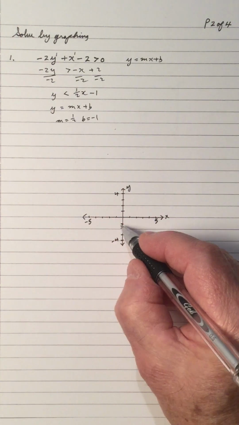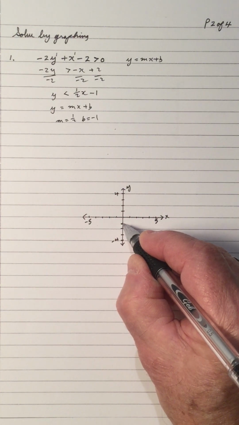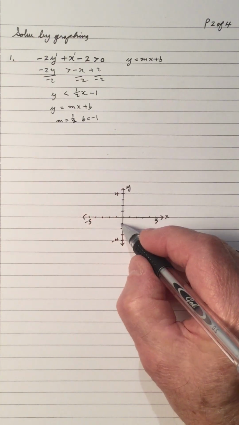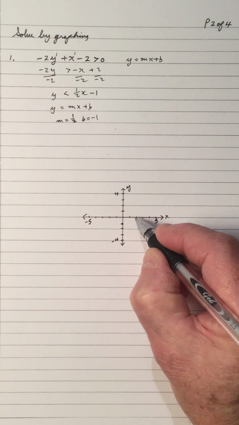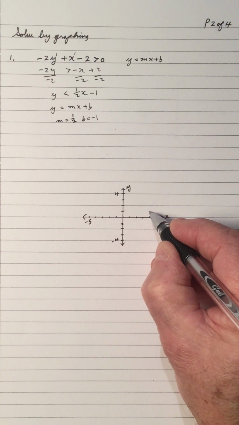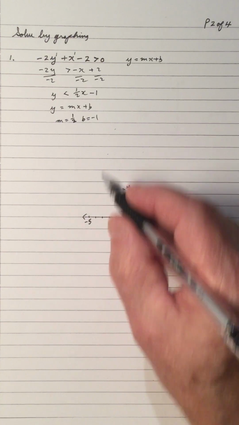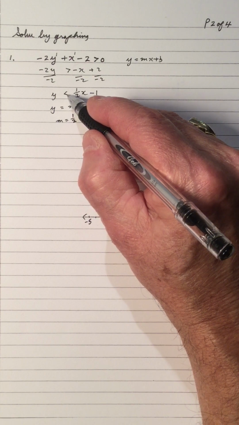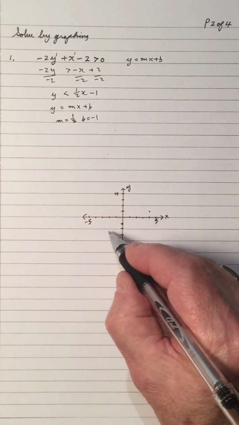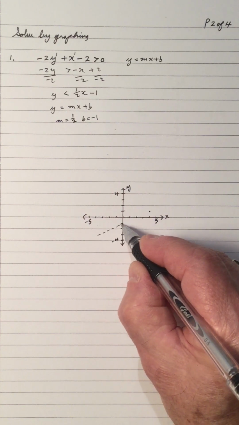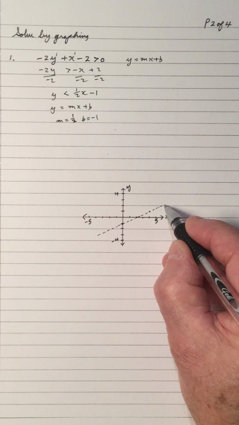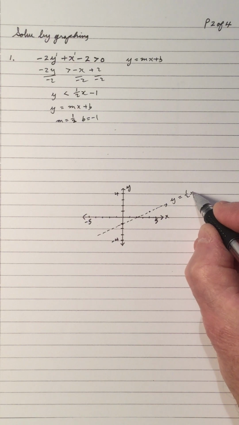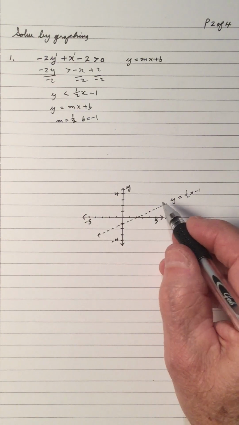So we plot the y-intercept, negative 1, right here, and the slope is rise over run, so it's 1 over 2. So we'll rise 1 and run 2. We'll rise 1 again and run 2. So notice this is a positive slope. And going back to the inequality, it is strictly less than, so the boundary line is not solid. The boundary line is not included. So this is the line y equals a half x minus 1, and the boundary line is not included.